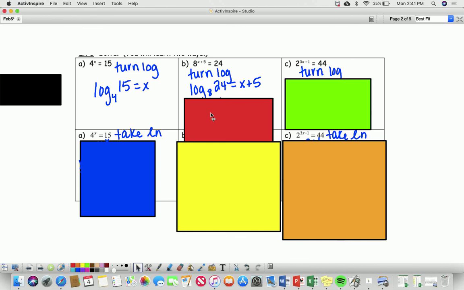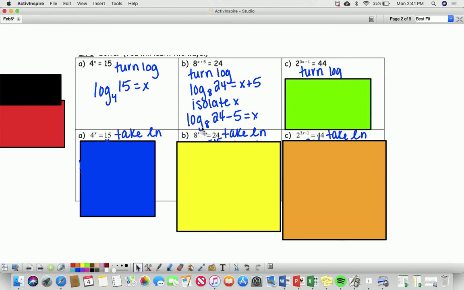Part B, again, turn it to a log. So there we go. So I wrote log base 8 of 24 equals x plus 5. We were at b^n, and I went to b^n equals m. From there, I want to isolate my x. So once I turn it to a log, I want to get x alone. So in order to do that, I'm just going to subtract the 5 on both sides. So here we are, log base 8 of 24, minus 5 equals x. That's my final answer. Like I said before, guys, if you need to pause me, please do.